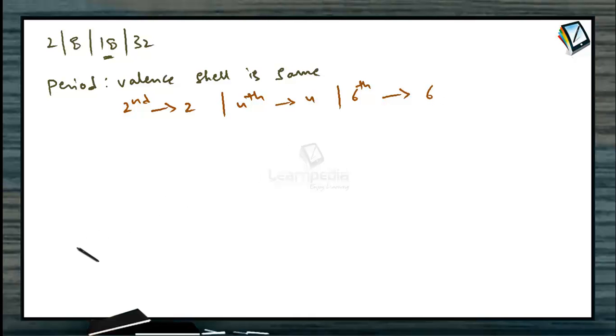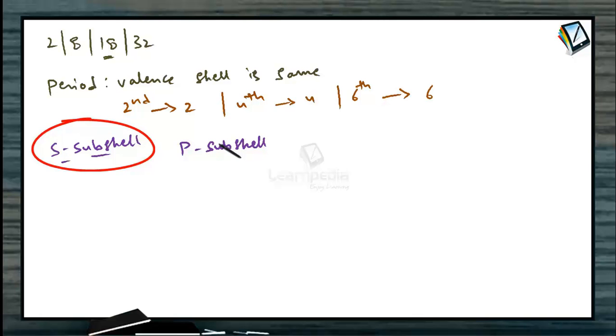Then each period starts with an element in which the electron enters the s subshell of an energy level, and that period ends when the p subshell of that energy level is completely filled. I repeat, each period starts with an element in which the electron enters the s subshell of a particular energy level, and that period ends when the p subshell of that energy level is completely filled. I will just explain this particular statement here. Here itself you will get the explanation of how the periodic table is built. For that, we need to apply the concept of the Aufbau principle.